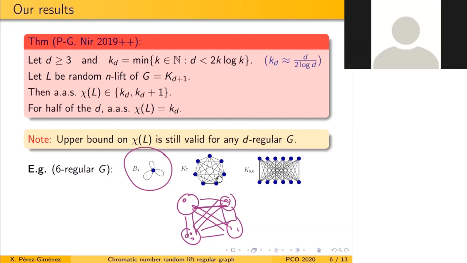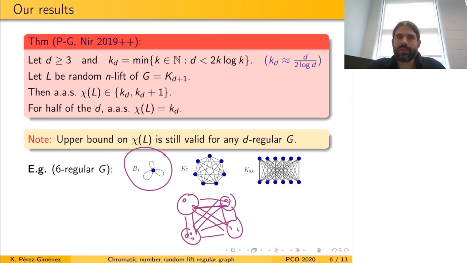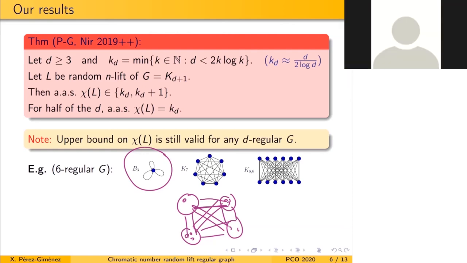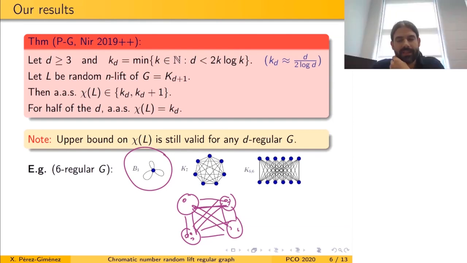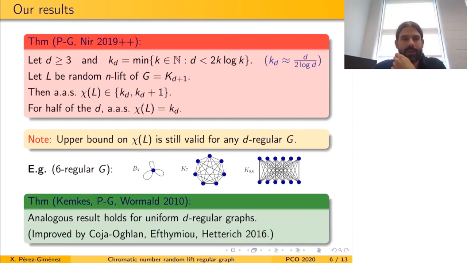So I have a question. Does your theorem remain interesting when D is large? Maybe I missed something here. Our results are always for fixed D? Yes. But for large D, there is a more interesting result, right? Well, for large D, this is known for the uniform model.